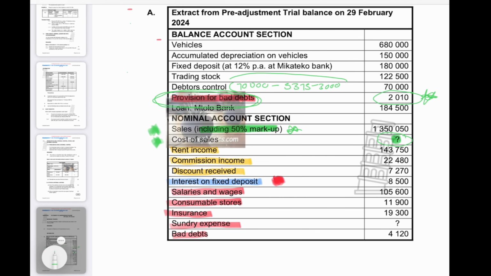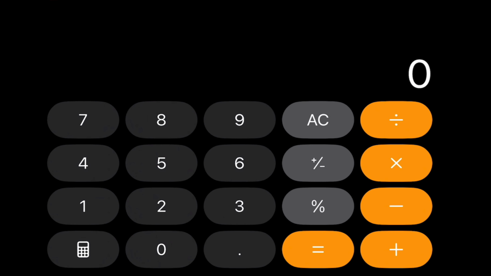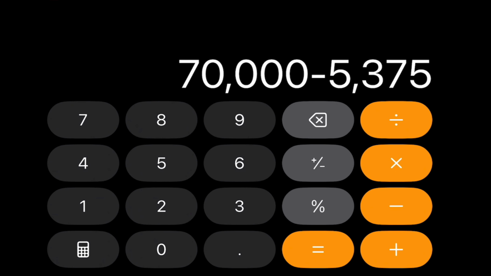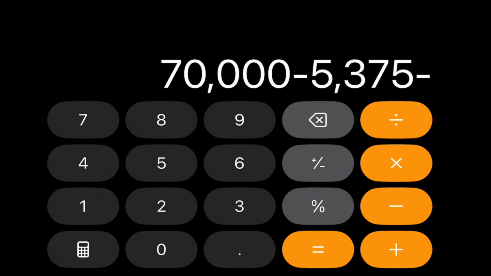If you had not subtracted these amounts from the debtors control, you were going to use the 70,000 to calculate your percentage for provision for bad debts, which will be wrong because there had been adjustments to our debtors control. One has returned damaged goods, and the other one was debt that we are writing off. So you go into your calculator and you calculate the new debtors control amount. So you're going to say 70,000 minus 5,365, 75 minus 3,000.